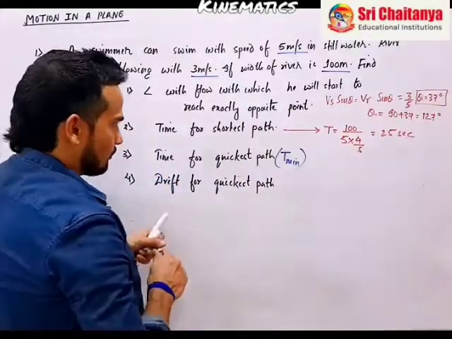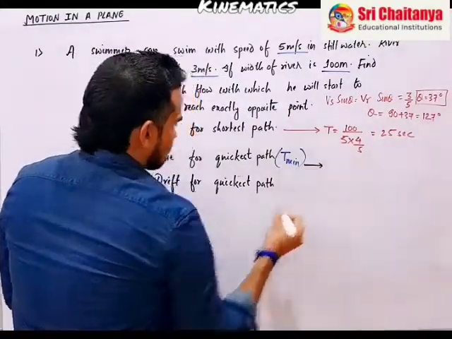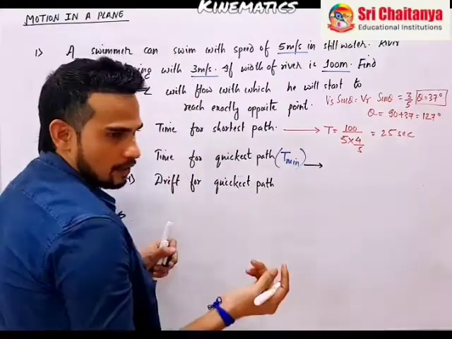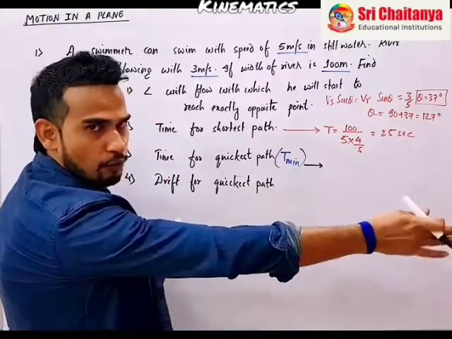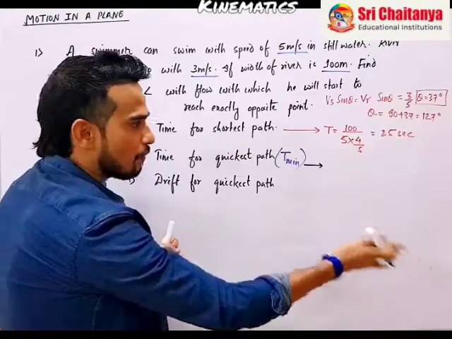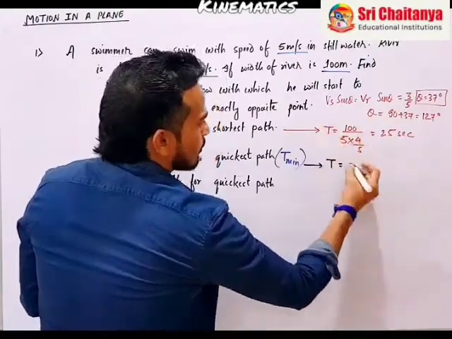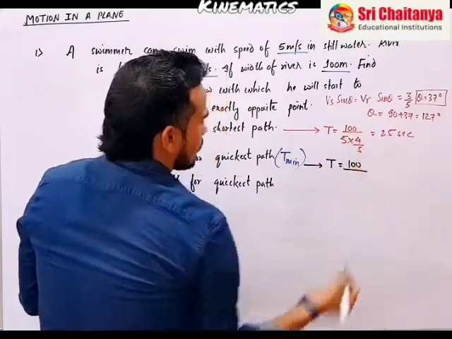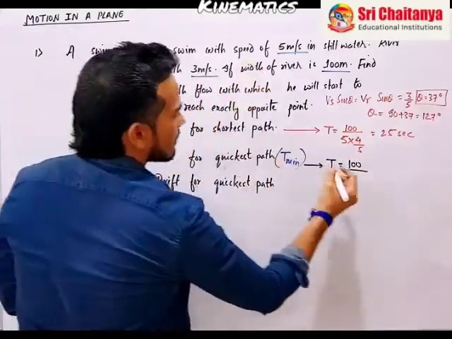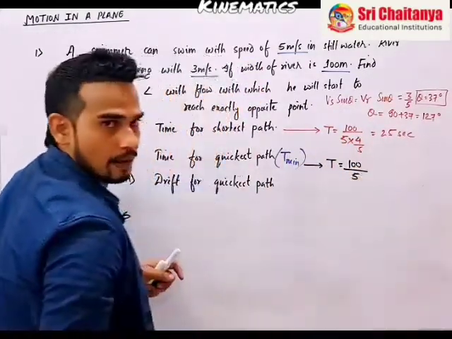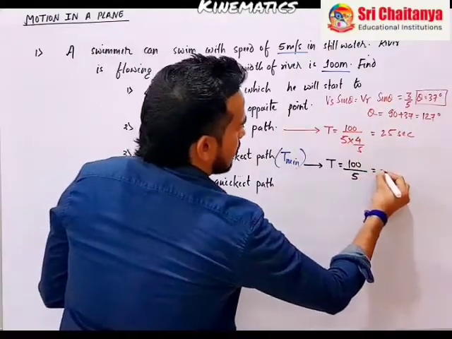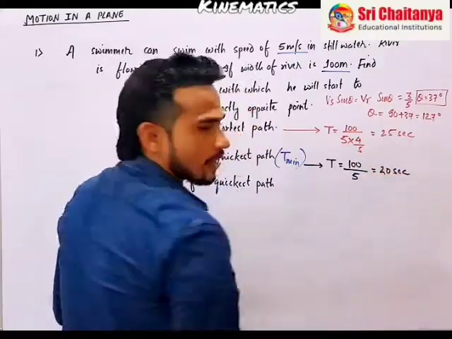Now next situation, they are asking you time for the quickest path. You know, for the quickest path, the swimmer will give the whole of his velocity for crossing the river. So the minimum possible time will come as W by Vs. What is W? 100. And what is Vs? Vs is 5. So from here you can get this as 20 seconds.